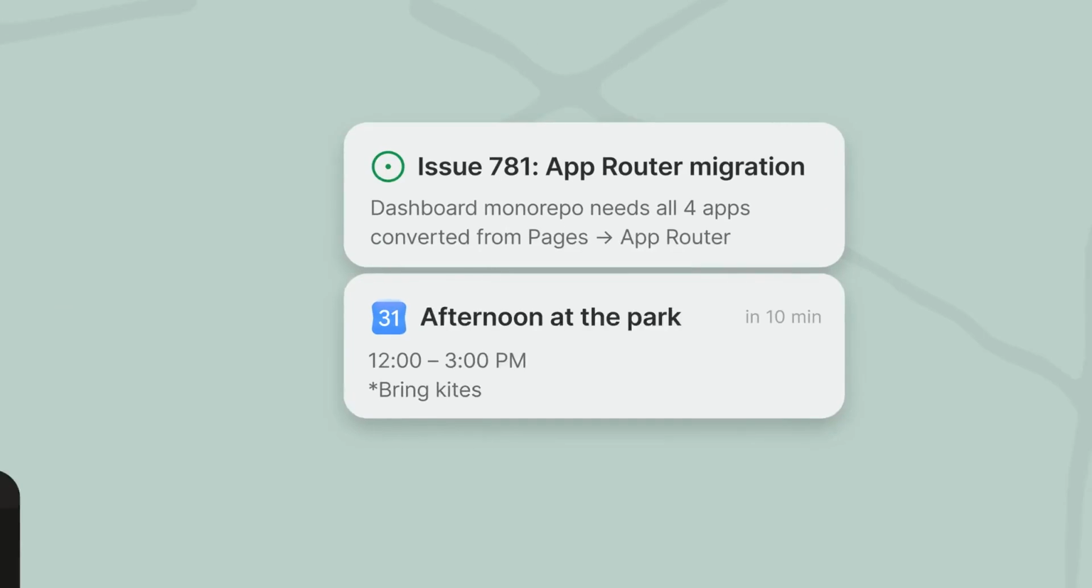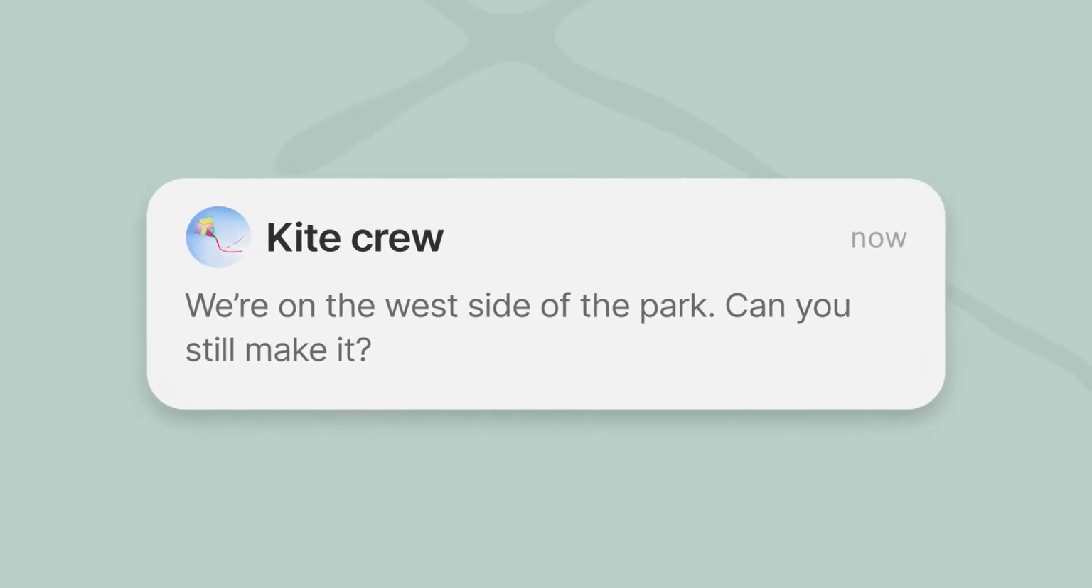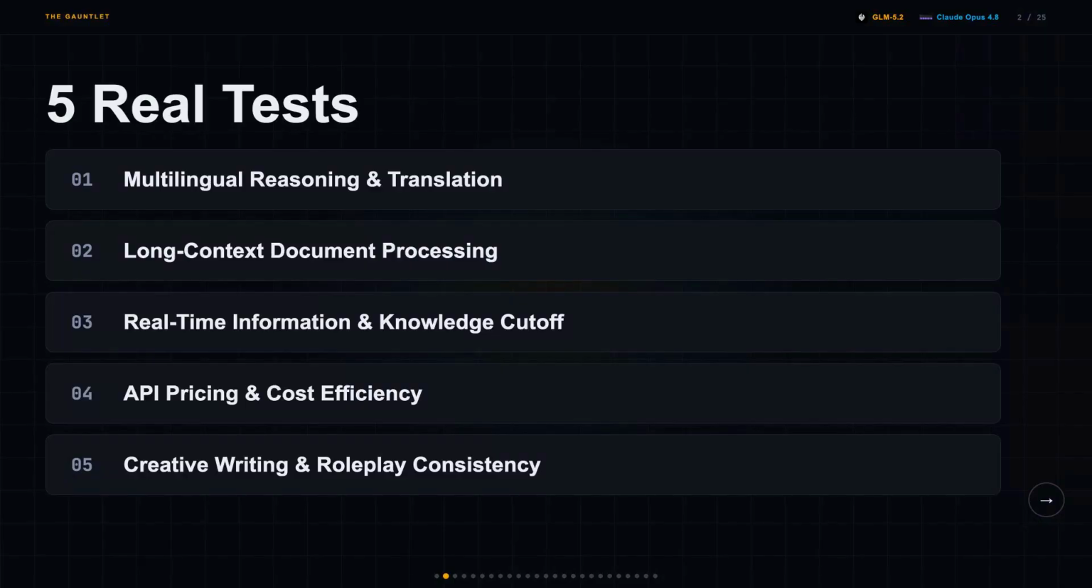So I ran GLM 5.2 versus Claude Opus 4.8 across 5 real tests, pulling from verified sources like Brain Trust evals and official pricing docs. No vendor spin, no cherry-picked benchmarks.